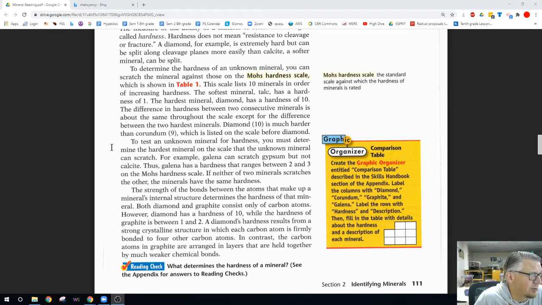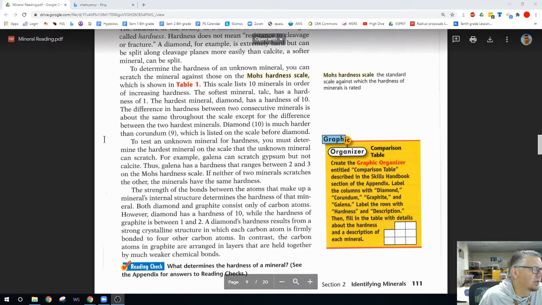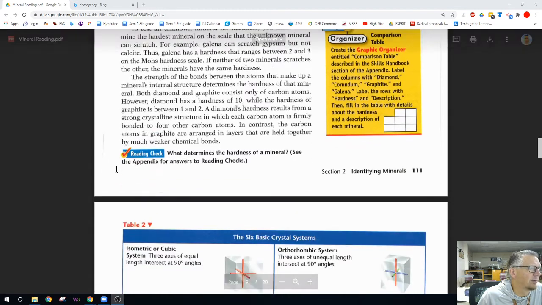The strength of the bond between the atoms that make up a mineral's internal structure determines the hardness of the mineral. Both diamond and graphite consist only of carbon atoms. However, diamond has a hardness of 10, while the hardness of graphite is between 1 and 2. A diamond's hardness results from a strong crystalline structure in which each carbon atom is firmly bonded to 4 other carbon atoms. In contrast, the carbon atoms in graphite are arranged in layers that are held together by much weaker chemical bonds.